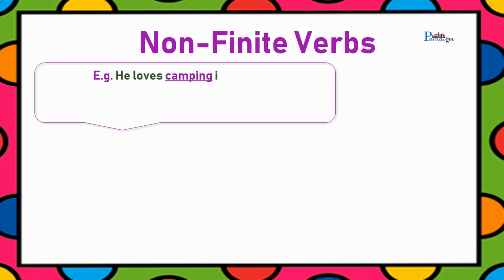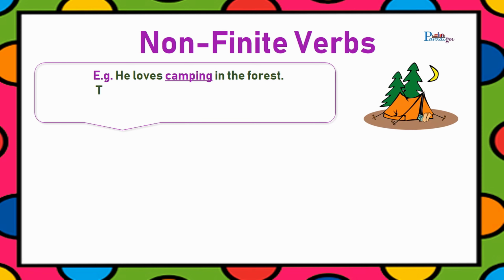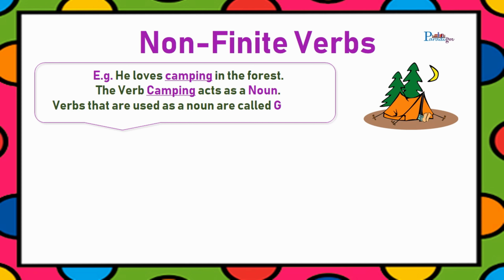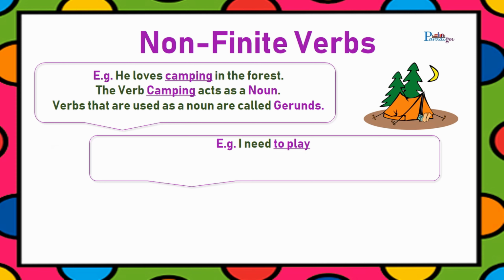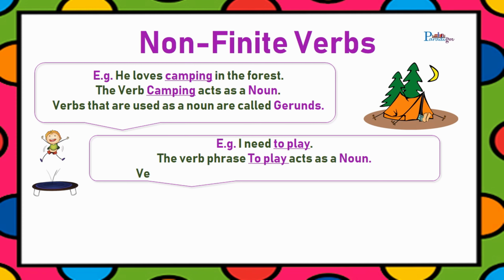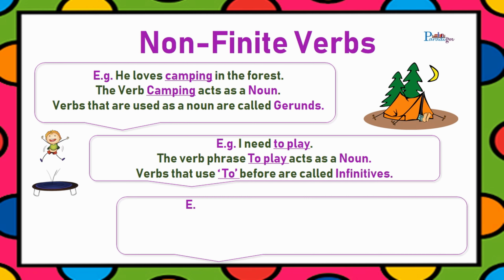He loves camping in the forest. The verb camping acts as a noun. Verbs that are used as a noun are called gerunds. I need to play. The verb phrase to play acts as a noun. Verbs that use to before are called infinitives.